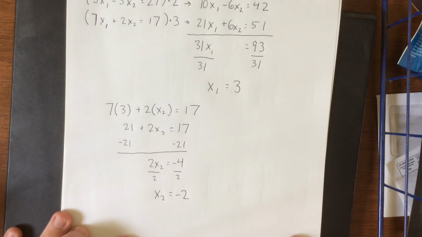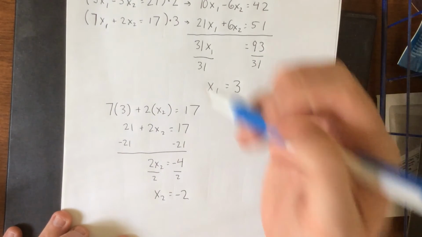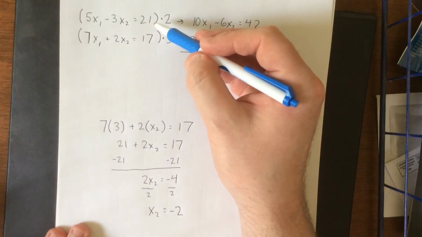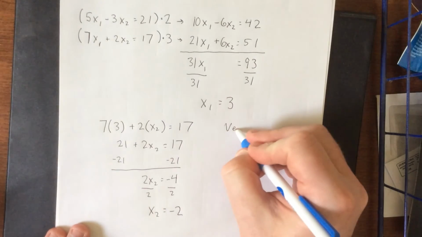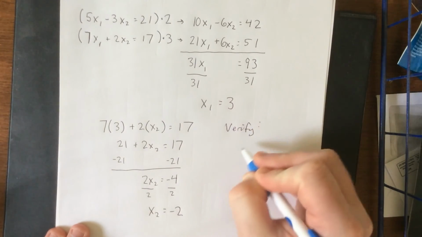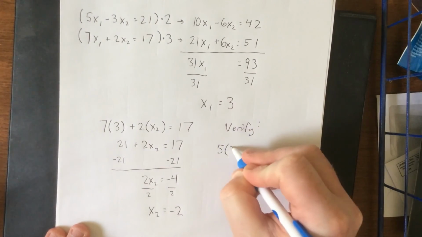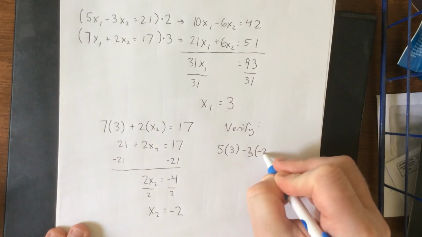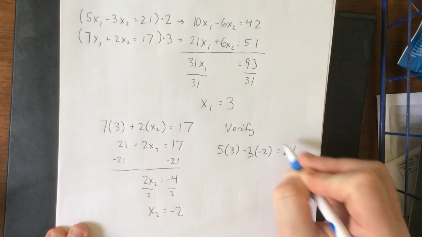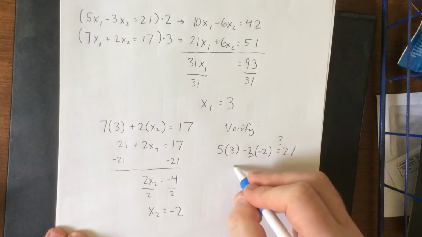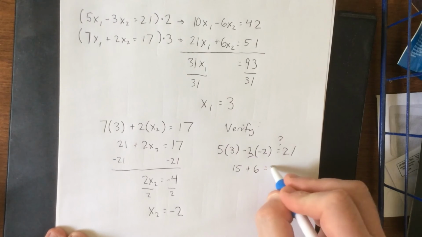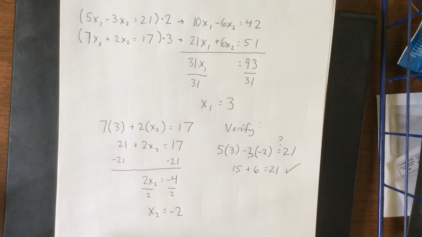Now to check your answer, just to make sure that everything's working out okay, we got this by plugging it into the second equation. Let's go ahead and take these and plug them into the first equation to verify our solution is correct. So we'll take 5 times x1 minus 3 times x2, and that should be equal to 21. On the left-hand side, I'm seeing 15 minus negative 6. We'll call that 15 plus 6, and that does indeed verify that our result is correct.